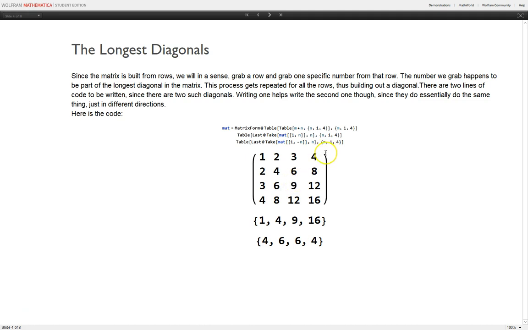So there are two diagonals, and the code will be a little bit different because the diagonals are going in a different direction. But writing the code for one diagonal helps us write the code for the second diagonal because a similar thing is going on.